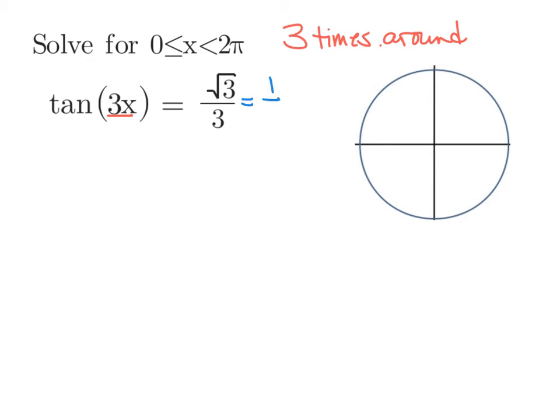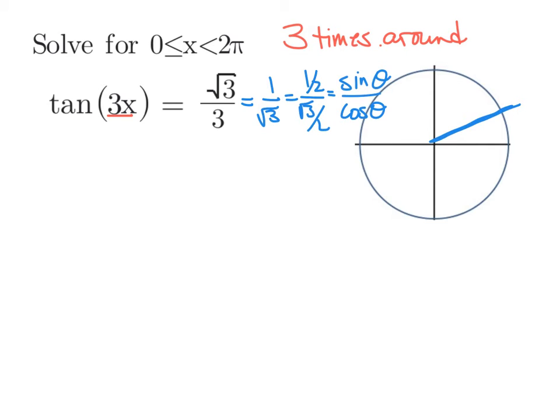well, root 3 over 3 is 1 over square root of 3, and that would be the same as 1/2 over square root of 3 over 2. I think about that because tangent is sine over cosine. So we need to think about where is sine equal to 1/2 and cosine equal to root 3 over 2. That's going to happen at pi over 6.